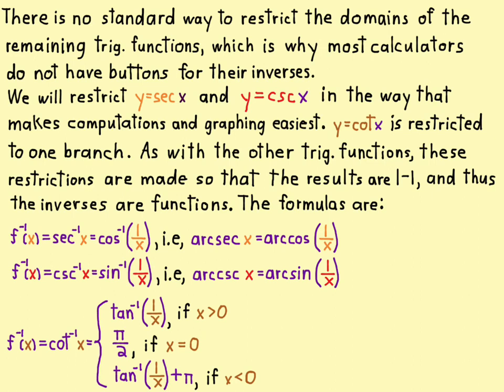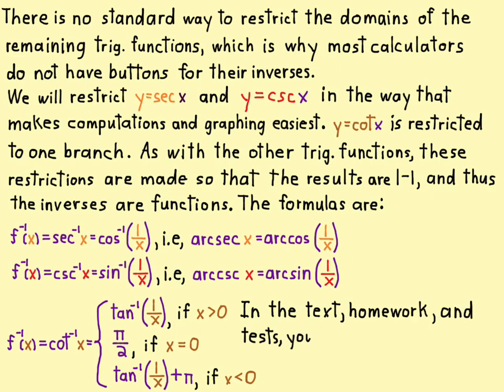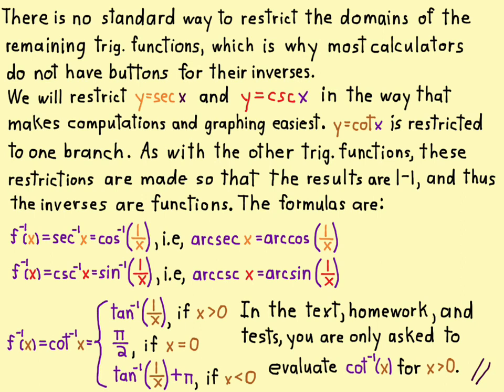So that one's kind of complicated, but the nice thing about it is that in your text, since they don't want to make it too complicated for you, in the text, the homework, and the tests, you're only asked to evaluate cotangent inverse of x for x positive. So you really only use this top one, the one that looks analogous to these. Instead of using these, you just use this one. So they're just making it a little bit easier for you because this can be a little confusing. Okay.